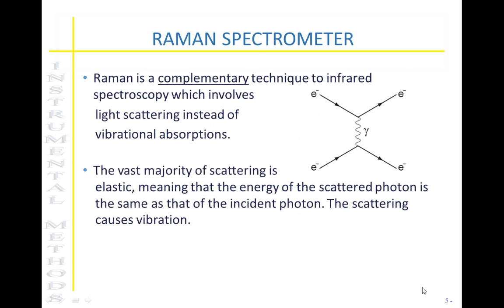A Raman spectrometer is a complementary technique to infrared spectroscopy. Raman involves light scattering instead of absorptions through the vibrational movements. The vast majority of scattering is elastic, meaning that the energy of the scattered photon is the same as that of the incident photon. The scattering also causes a vibration that is going to be very unique to that compound.